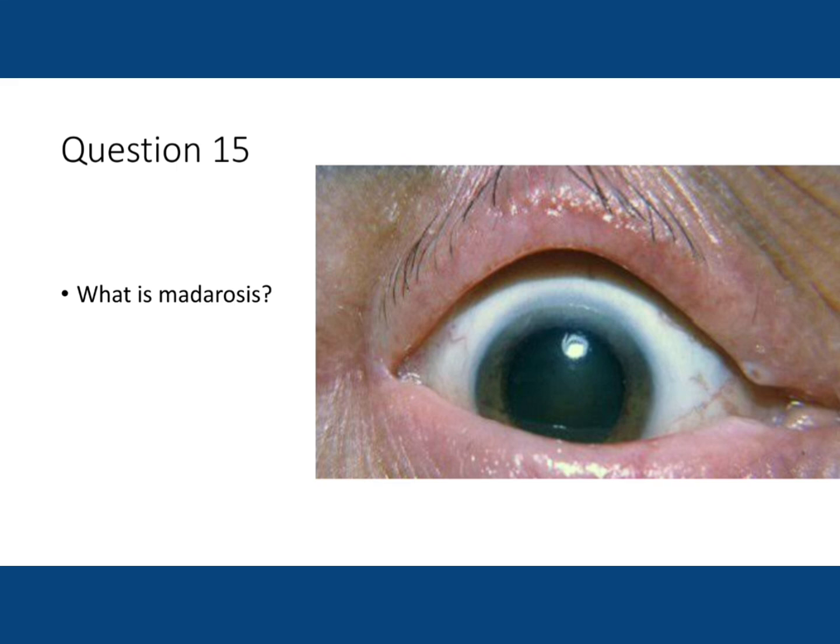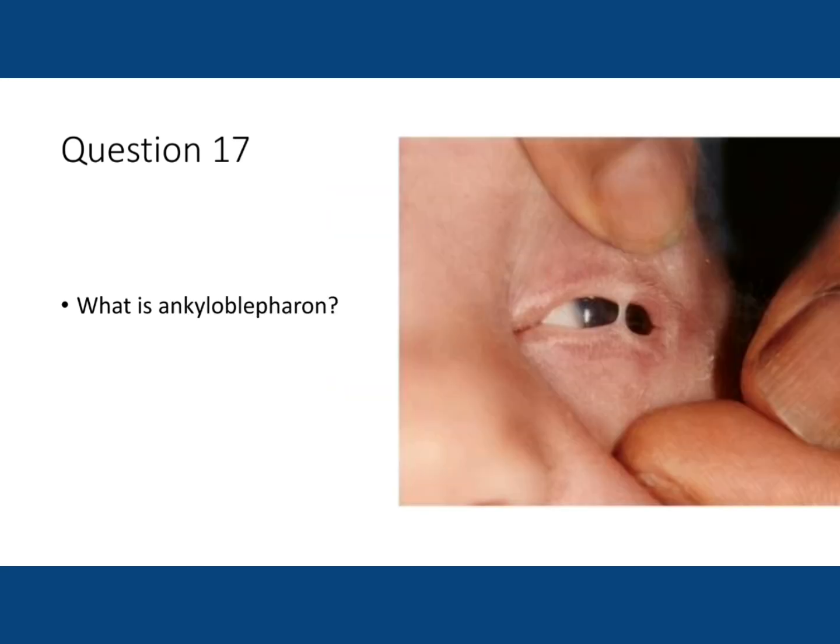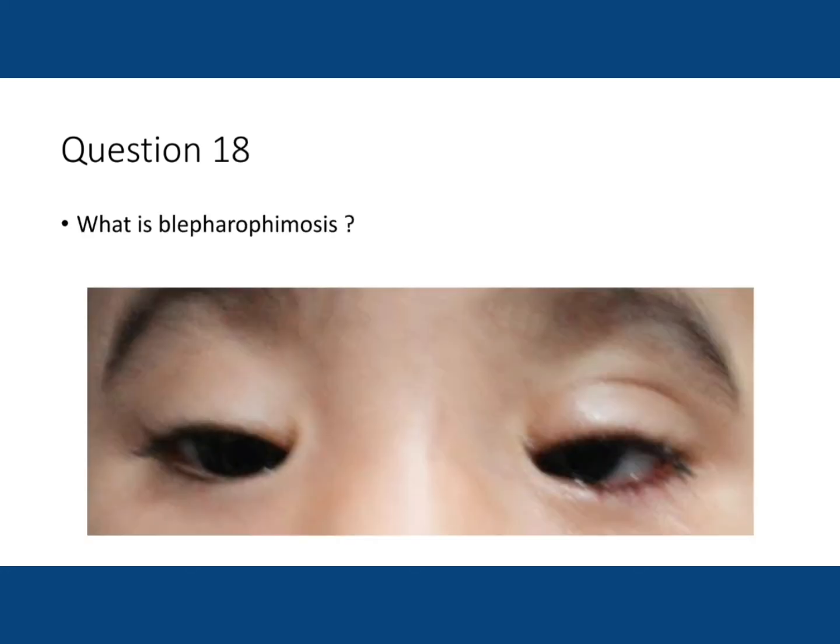Okay, what is madarosis? There are no eyelashes; loss of eyelashes is called madarosis. Okay, poliosis means the eyelashes turn whitish in color, that is called poliosis. Okay, it is mostly seen in aging or Vogt-Koyanagi-Harada syndrome. Now what is ankyloblepharon? It is the adhesion between the upper and lower eyelid, that is called ankyloblepharon. What is blepharophimosis? Blepharophimosis means a narrow palpebral fissure.